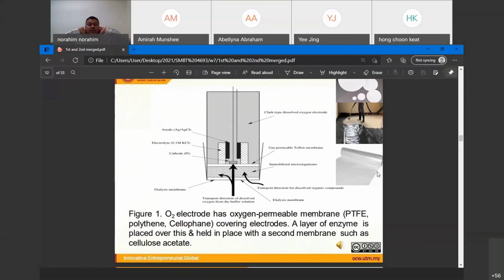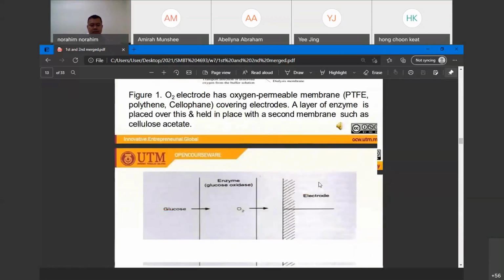So these are the materials that are covering the electrodes. A layer of enzyme is placed over this here. You put your enzyme, you immobilize it, and then it's held in place with a second membrane such as cellulose acetate. If you want to know more, please Google what the materials are so that you can understand more. So this is the basic of the first oxygen-based electrode to detect glucose.